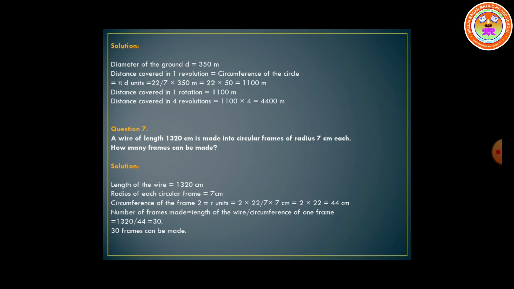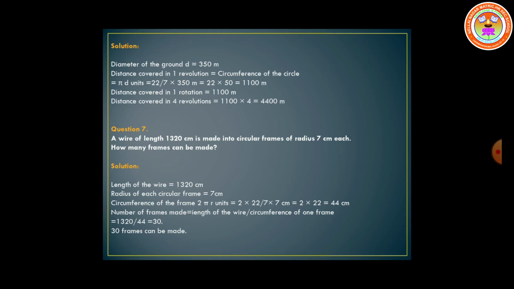Next, distance covered in 1 rotation is equal to 1100 meter. Then distance covered in 4 revolutions means the number of meters multiplied by 4. 1100 multiplied by 4 is equal to 4400 meter.